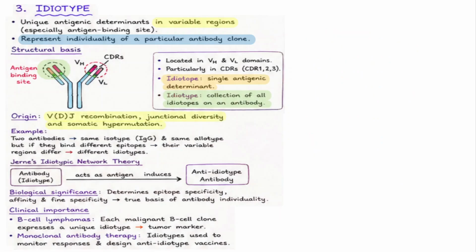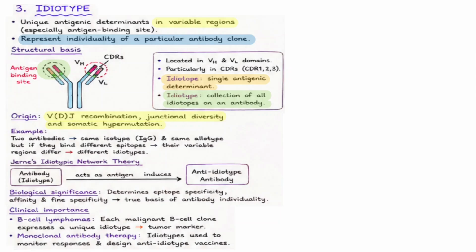And how does this idiotype arise in different kinds of antibodies? The answer lies in three different phenomena. First one is VDJ recombination, second one is junctional diversity, and last one is somatic hypermutation. We will study these processes in case of variation in antibodies, which is a separate topic altogether.